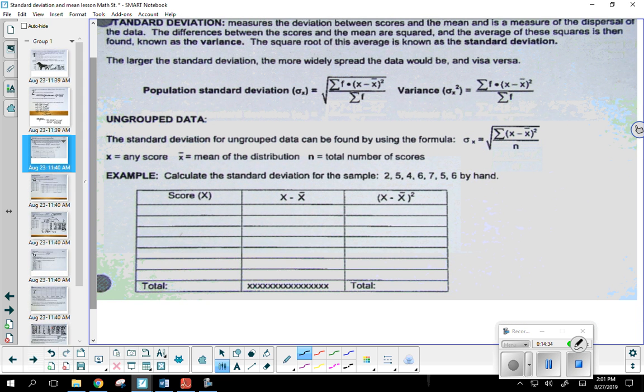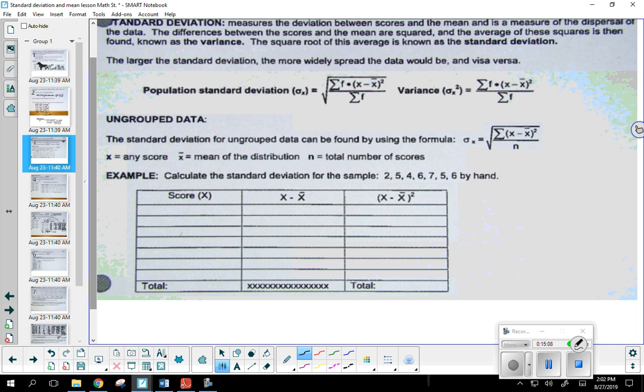The standard deviation for ungrouped data can be found by using this formula. You'll notice here, this is if we have frequency values. This is if we just have a straight set of data like we were just looking at. The square root of sigma, the summation of the square differences divided by n, where X is any score, basically any element in your set. When you see X with a little bar above it, that's your mean, that's your average, and N is the total number of scores. All right, so calculate the standard deviation for this.